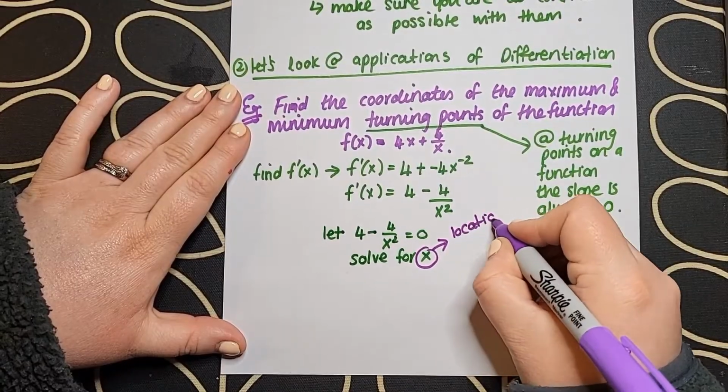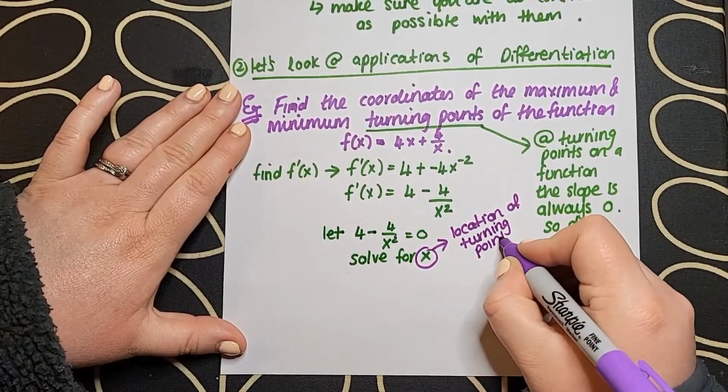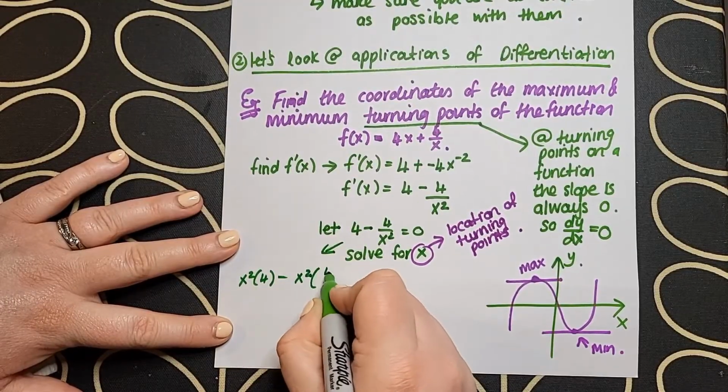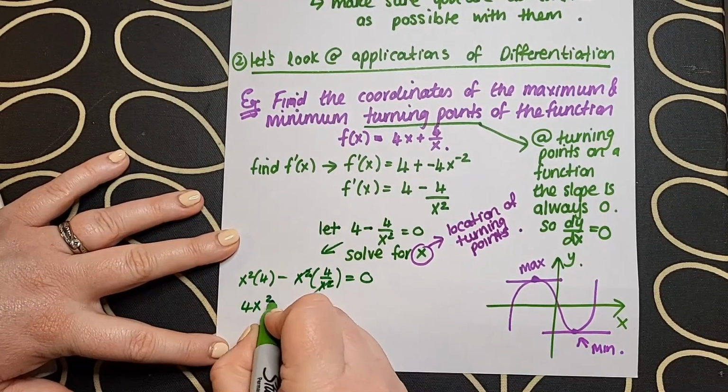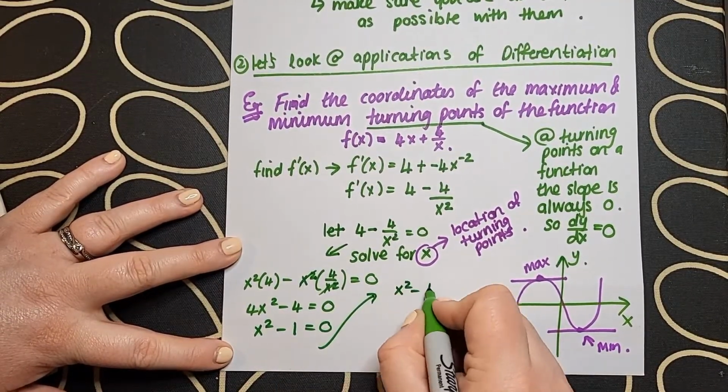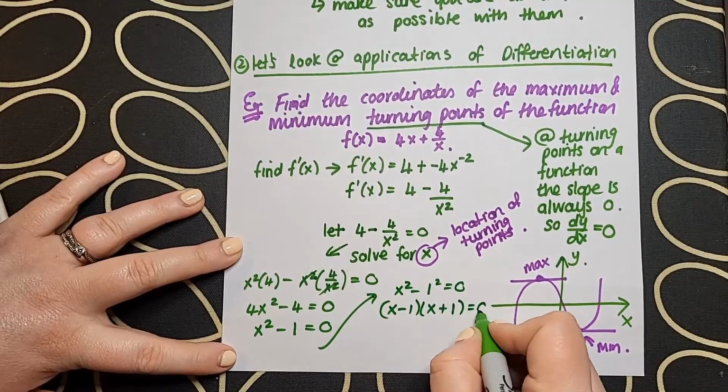So we differentiate our function here. We let it equal to 0. We solve for our x value. And remember, our x value is the x part of that turning point coordinate. This ends up being a quadratic, and we get two values for x. X is equal to 1 and x is equal to minus 1.